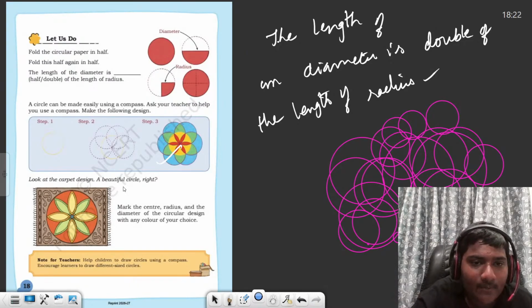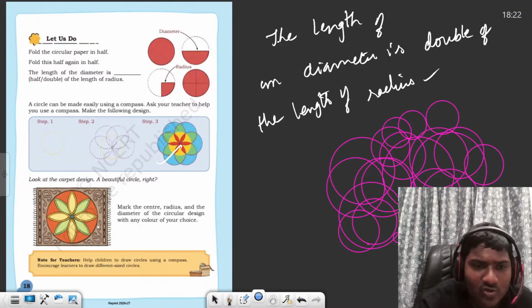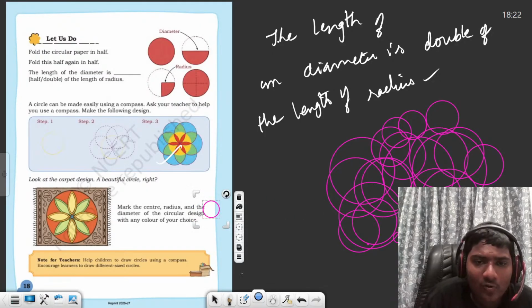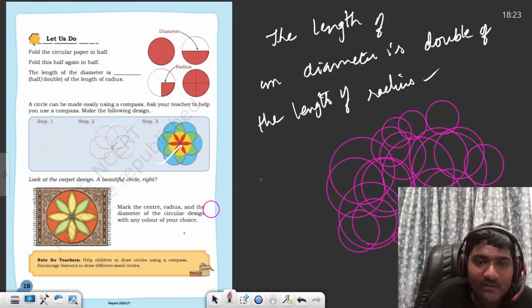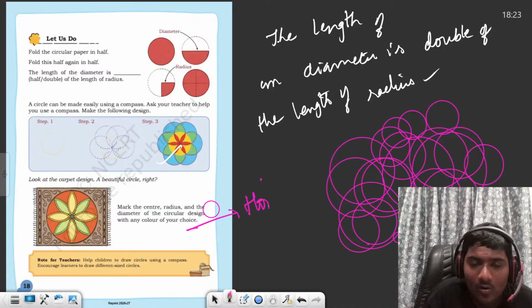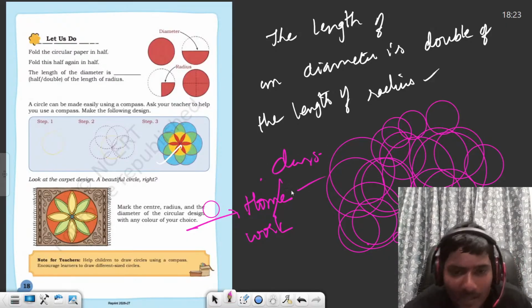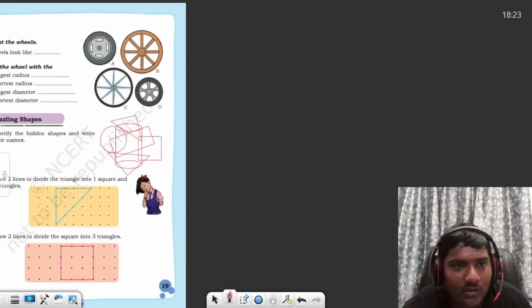Look at the carpet design a bit. Mark the center of the radius. Circle the design with any color of your choice. This will be your homework. Ask your CTs, I mean, whoever teaches in your class. Not homework, it's classwork. Ask your class teacher to help with this. Okay. It's very easy, not a big one.